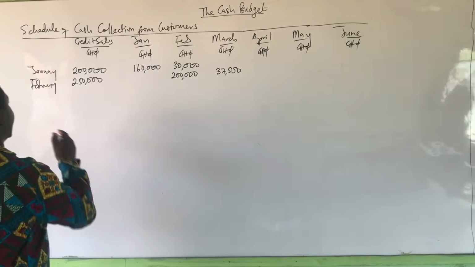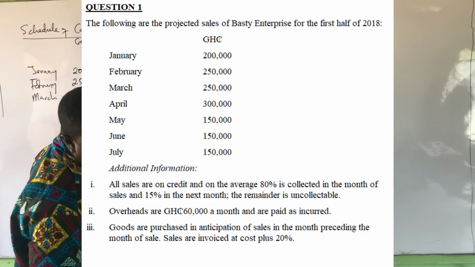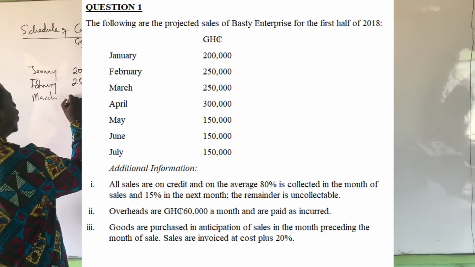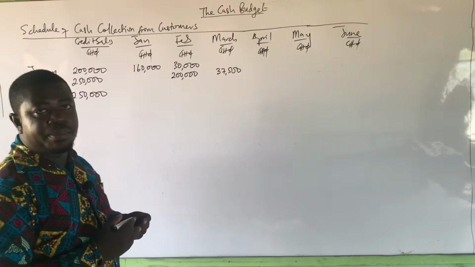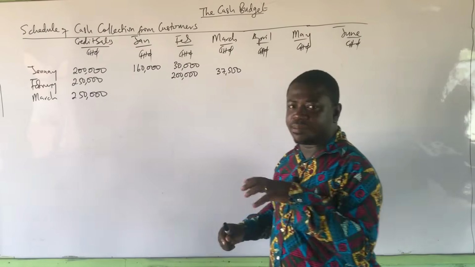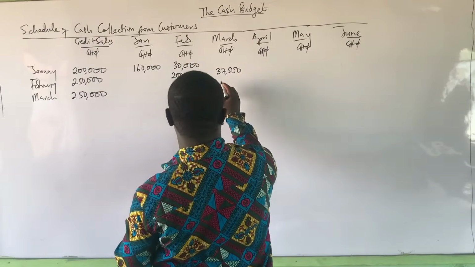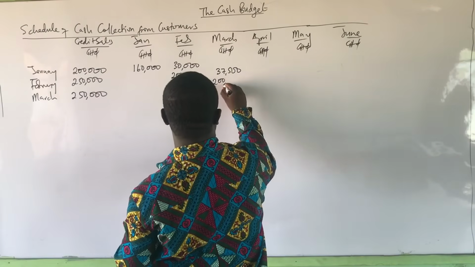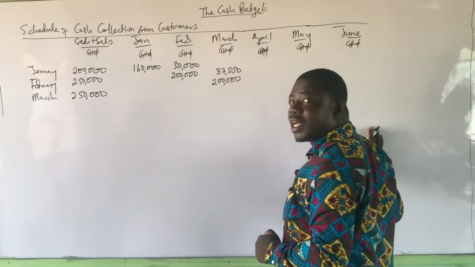And then we move to the next month, which is March. This is very simple. In the month of March, sales is 250,000, and we know they all represent credit sales. So the same principle, the month of sale is March. And so the first month should be March. And so 80% of 250,000 will be 200,000. And mind you, I'm recording that under March because it is the month of sale.